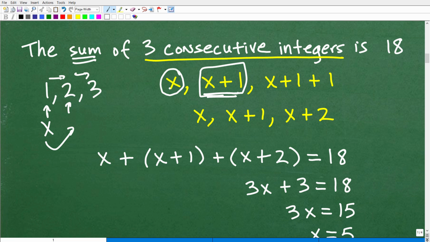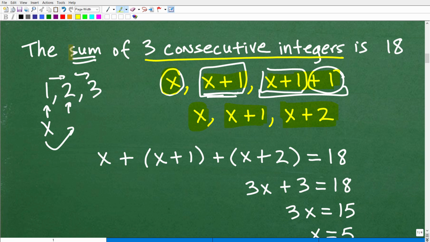So this is our number. Our next number would be x plus 1, and then our next number after that would be x plus 1 plus another 1. Okay, so these are our three consecutive numbers. Of course, we don't know what they are, but we can represent them using variables. So this would be x, and then we have x plus 1, and this one is x plus 1 plus 1, so we'll call that x plus 2. All right, so these are three consecutive integers, okay?